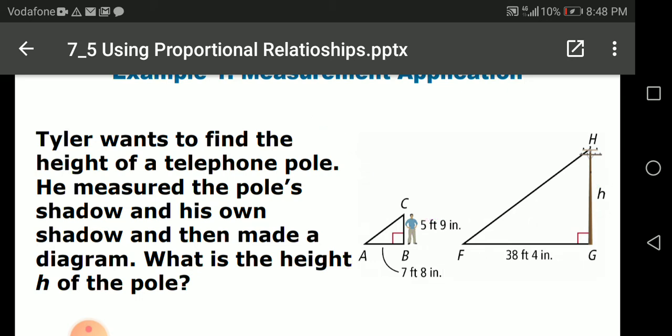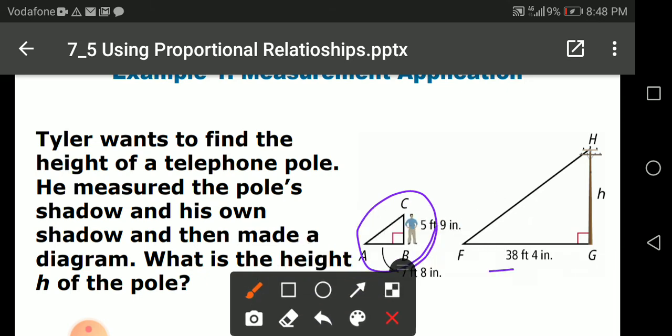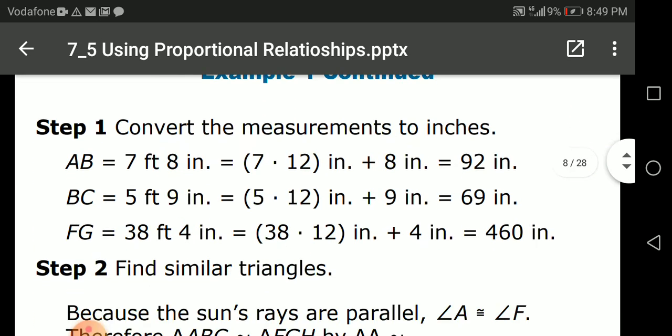What do you think? So we have some steps to do. What do you think, my dear students, here? I need to prove that triangle ABC is similar to triangle FGH. If they are similar, it's easy to know the height here, right? How can I know that they are similar or not? Let's see together step by step.